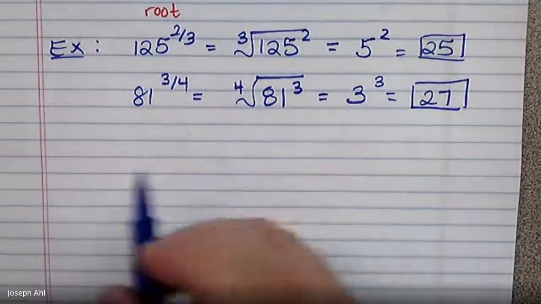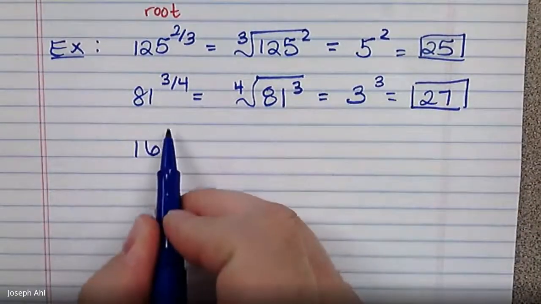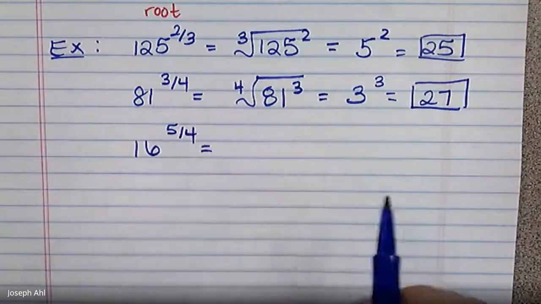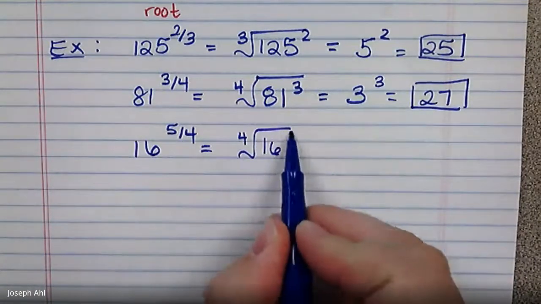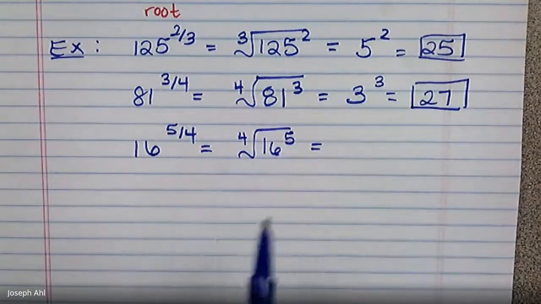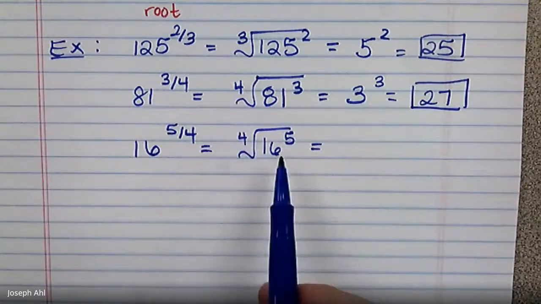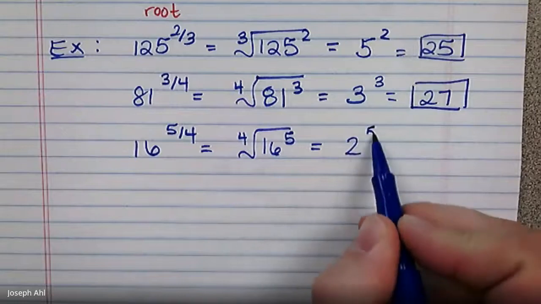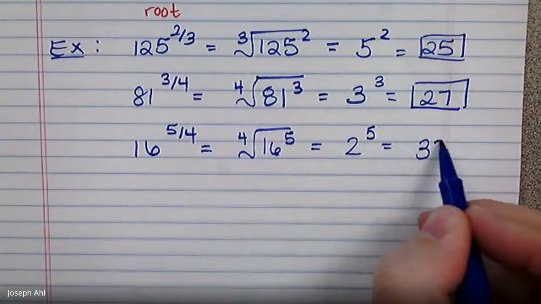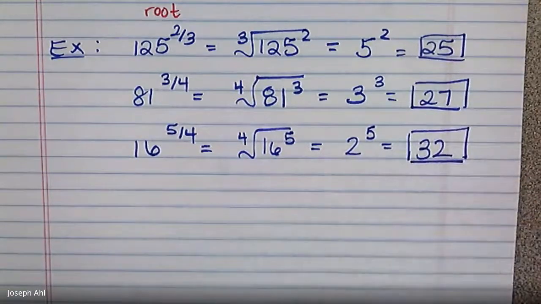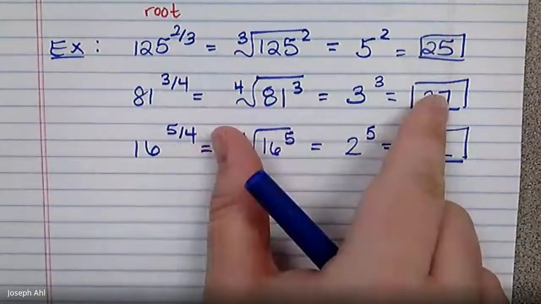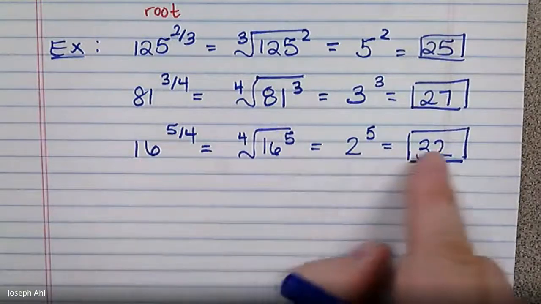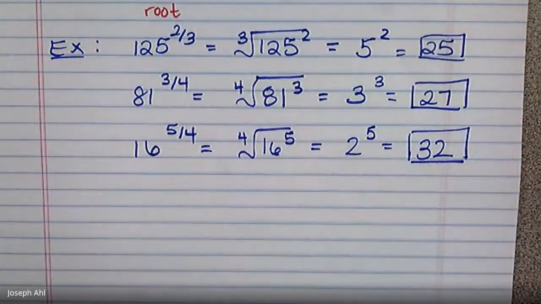Okay, let's just do a couple more. So if I had 16 to the 5/4, what would that look like in radical form? It would be the 4th root of 16 to the 5th. 4th root of 16 is a nice value. It winds up being 2. And then 2 to the 5th power is 32. So notice how when the exponent's less than 1, it reduces the number, and that kind of makes sense. And if the exponent's larger than 1, we get a final result that's larger than what we started with in our base.